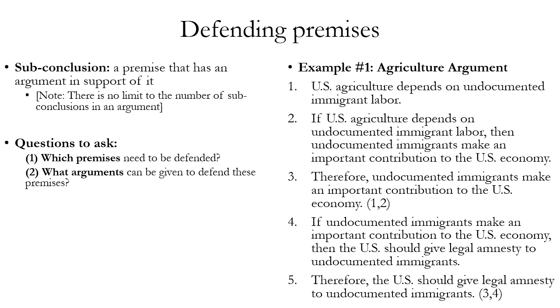Line 4, if undocumented immigrants make an important contribution to the U.S. economy, then the U.S. should give legal amnesty to undocumented immigrants. This too is something that needs defense because of the gap between the concept of making an important contribution to the economy and the policy solution of giving legal amnesty. And it may depend on the particular audience whether this requires defense, but it's still something that is likely to require defense in an audience that doesn't yet accept that conclusion.